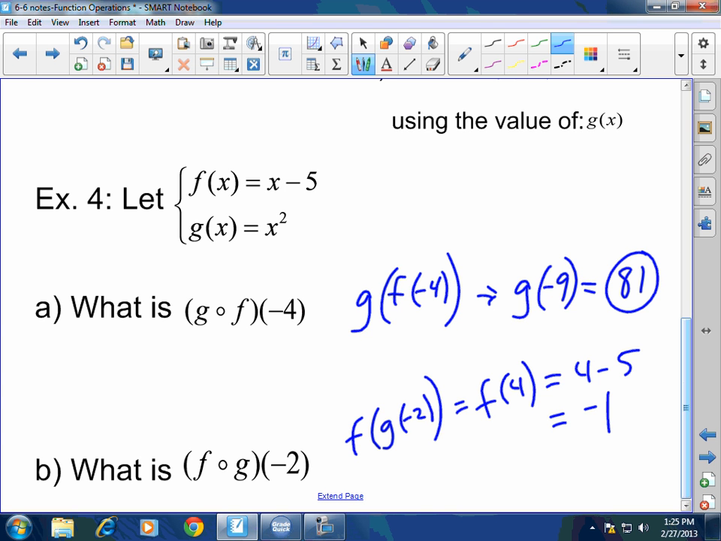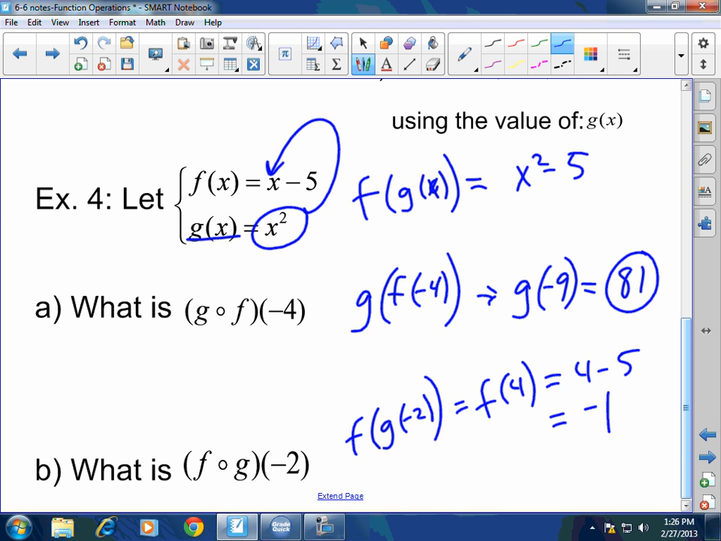Now, just real quick, what if I want f of g of x here? Please pay attention. This is function f, but what am I replacing every x in function f with? No, with g of x. So this would be x squared minus 5, because I took the value of g of x and I plugged it into every x of the f. Does that make sense?